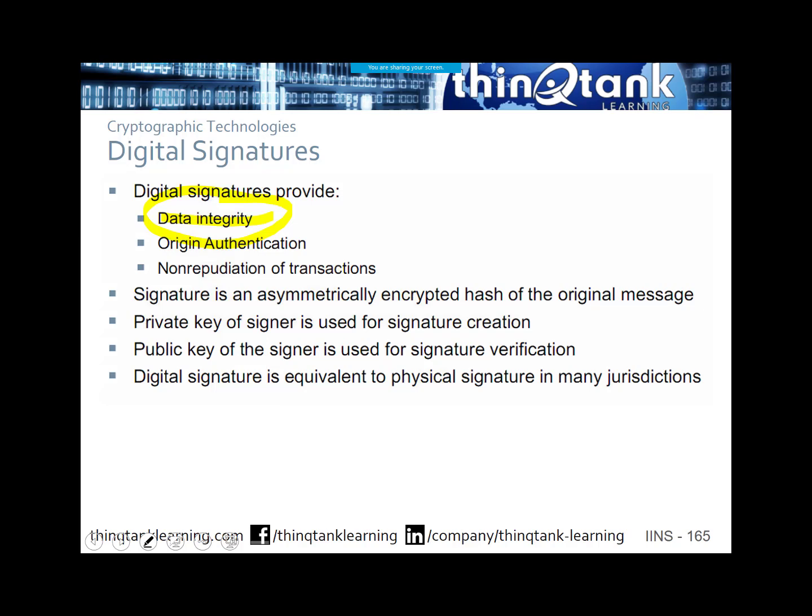If the data was changed, then the hash function wouldn't work. Yeah, the hashing function would fail, and the only way that anybody could recreate a hash that could be verifiable by a public key is to generate it with the private key, which the person in the middle doesn't know. All right? Origin authentication, I'm the only one that knows the private key, so non-repudiation of origin, and so on.